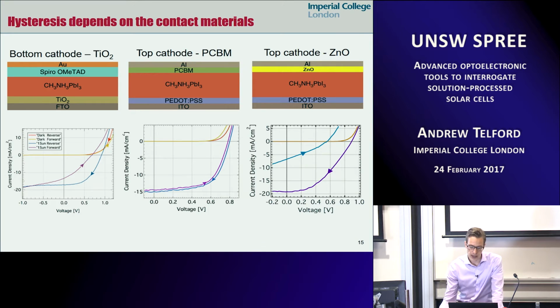And even if you grow the perovskite on exactly the same thing, so PEDOT:PSS in this case, and you use a PCBM aluminum cathode or a zinc oxide aluminum cathode, you get a massively different response. No hysteresis in the first case, massive hysteresis in the second. So what is happening?